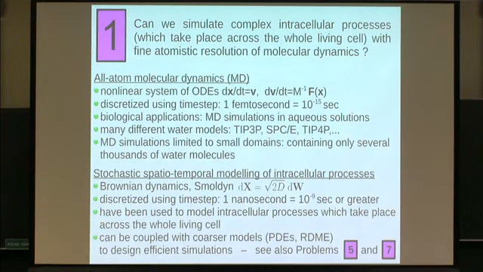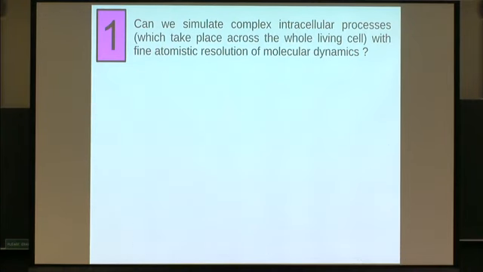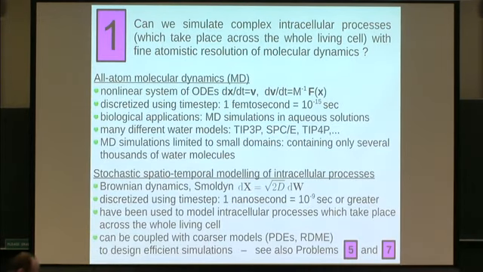So people who work on Brownian dynamics, for example, Smoldyn type simulations, and the main developer behind Smoldyn is one of the long-term participants, Steve Andrews, where you just don't simulate all atoms or all particles. But you just describe the important components, important biomolecular systems, and describe the changes of position by the discretized Brownian motion. So you can discretize this type of model with a much larger time step, nanosecond, even larger, and it has been used to model intracellular processes which take place across the whole living cell.